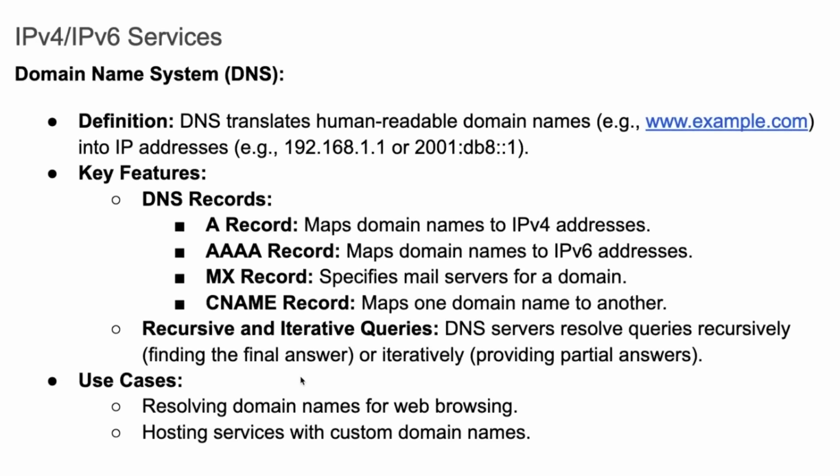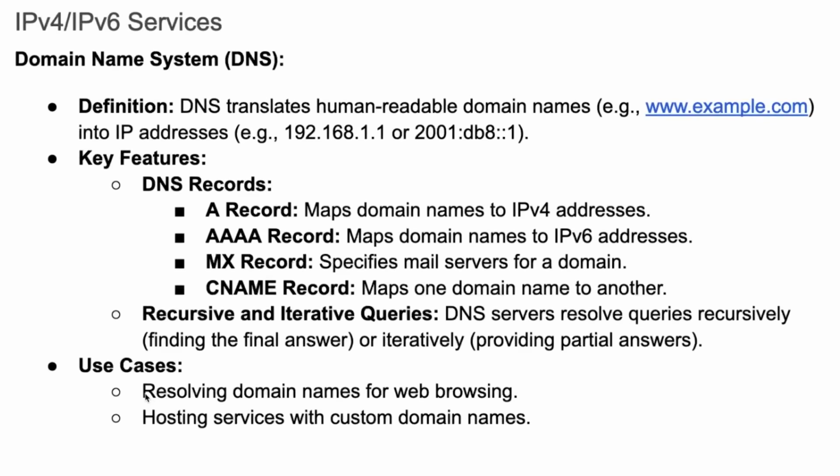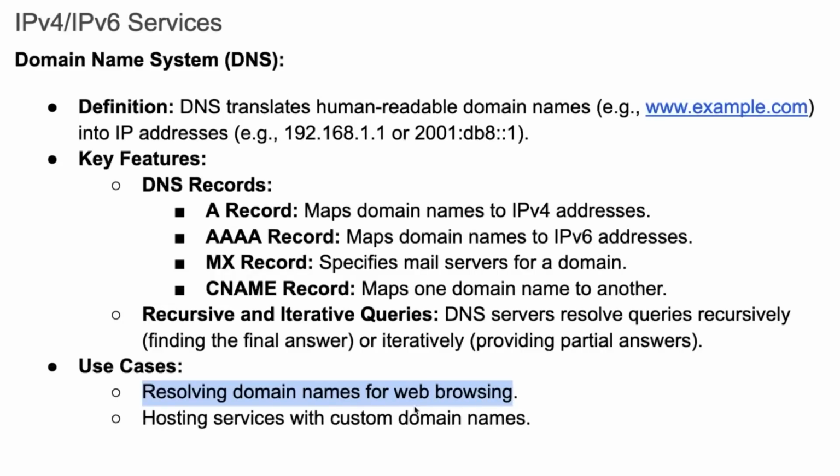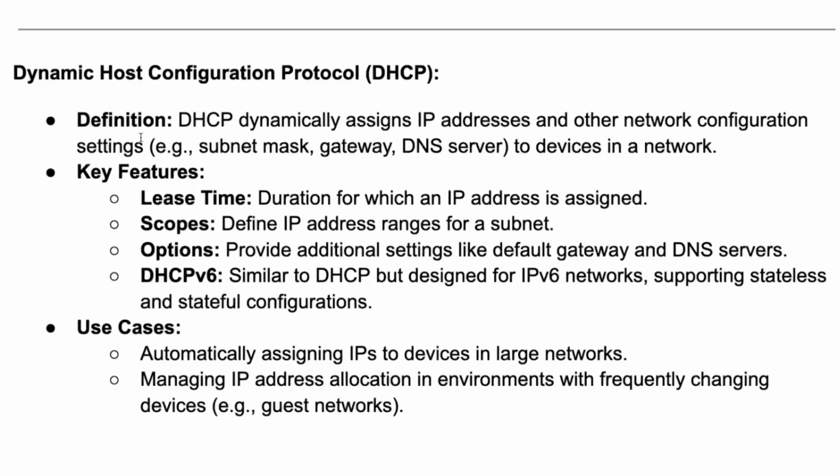So now, use cases for the domain name system is that it resolves the domain names for web browsing, and hosts services with custom domain names, that's what it actually does. And it could be, again, for example, mail.google.com, that could be a version of it. So if it has a subdomain name, that could be something that is done with the DNS system as well. Another key service is the Dynamic Host Configuration Protocol.